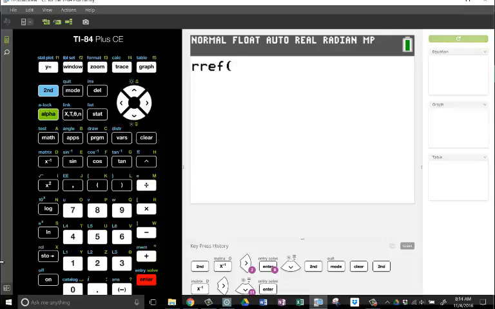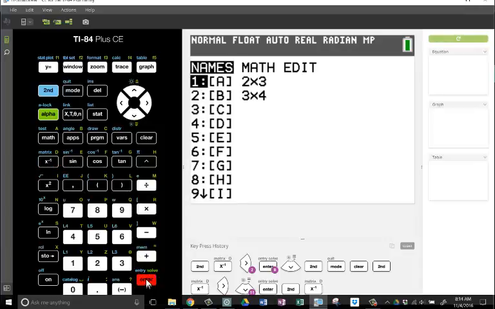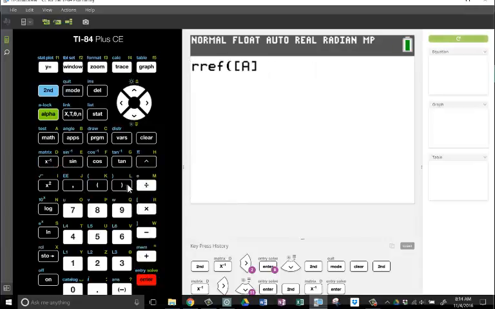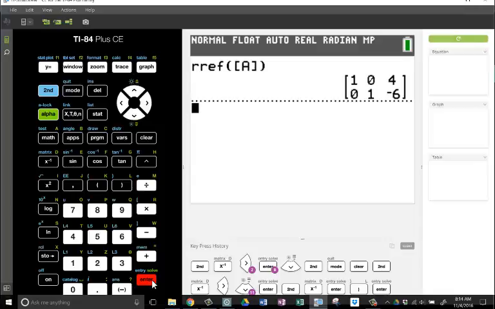So hit enter. And now which matrix do we want to do a reduced row echelon function for? Matrix A. So go back to matrix A. So second matrix. Choose A. You don't need a parentheses, but you can put a parentheses. It doesn't matter. And hit enter. And what does it do? Just like that for us, it solves the system. So what's the answer? 4, negative 6.